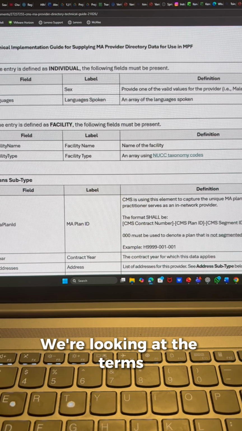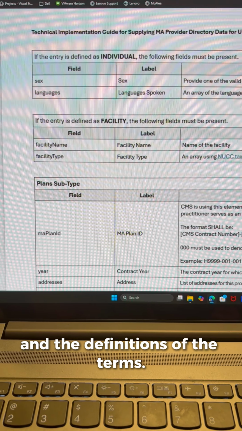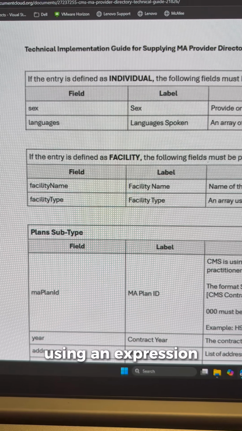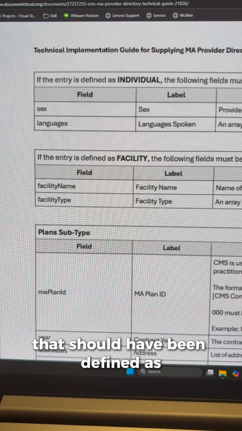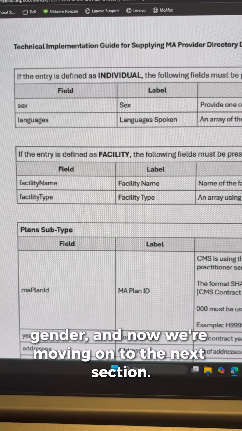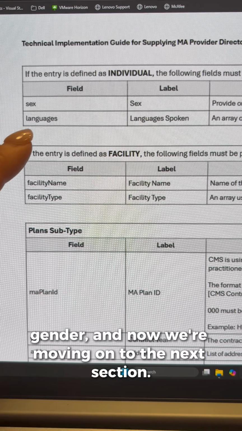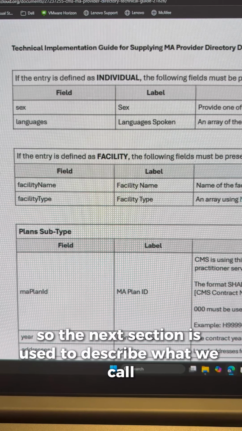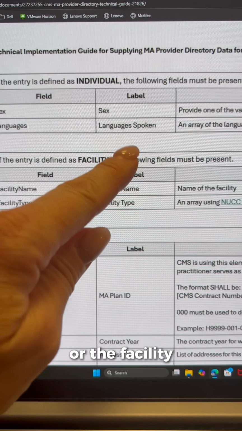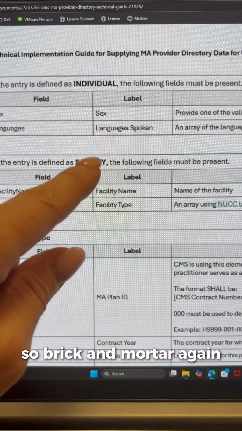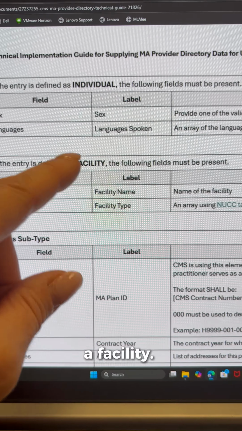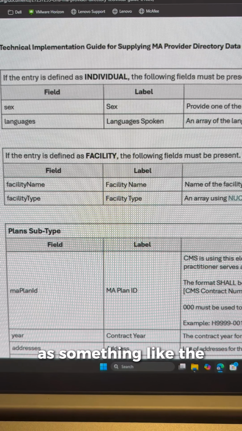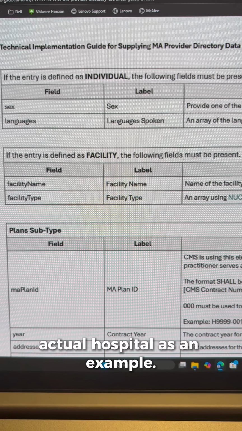Okay, here we are back again. We're looking at the terms and the definitions of the terms. And so we just talked about using an expression that should have been defined as gender. And now we're moving on to the next section. So the next section is used to describe what we call the brick and mortar or the facility. So brick and mortar, again, a facility. Typically, people would refer to a facility as something like the actual hospital, as an example.